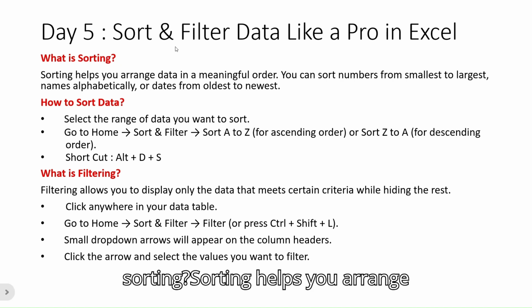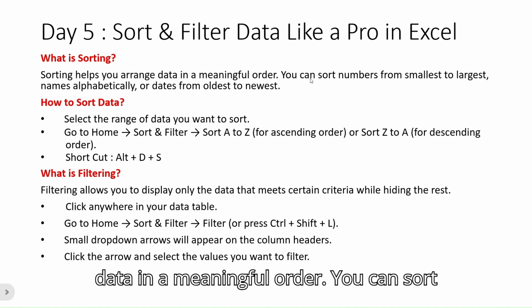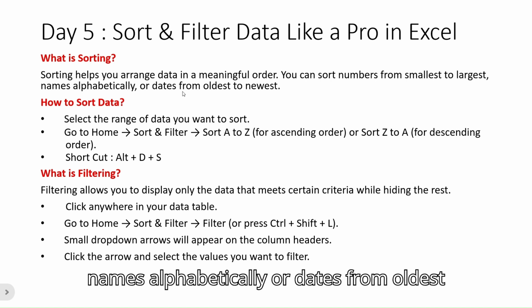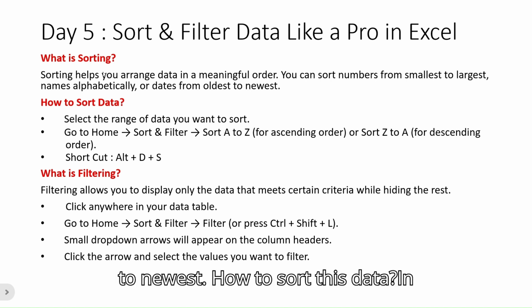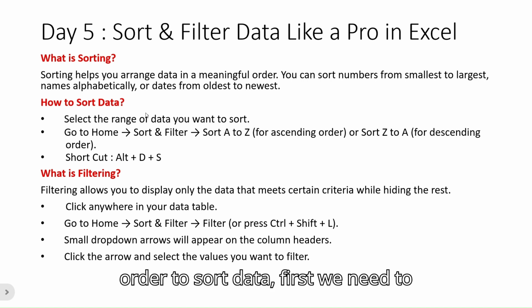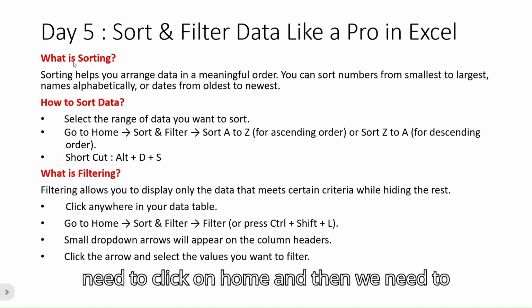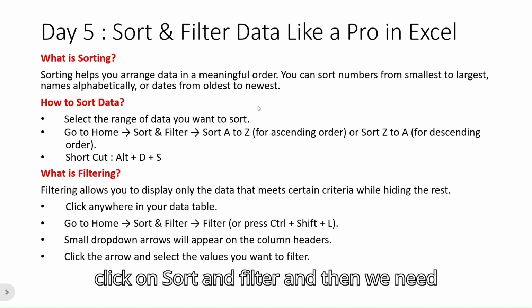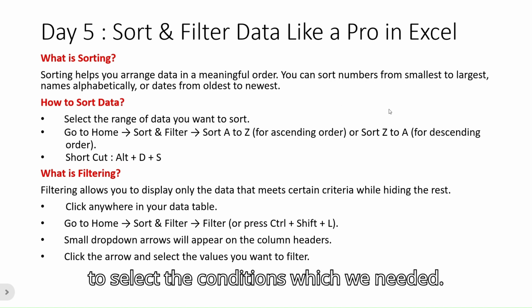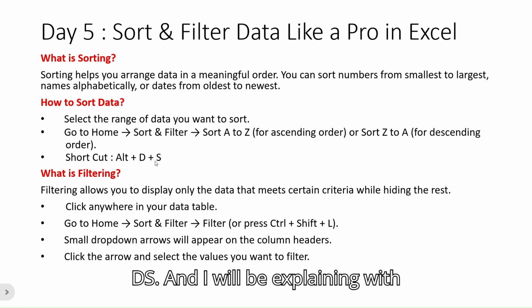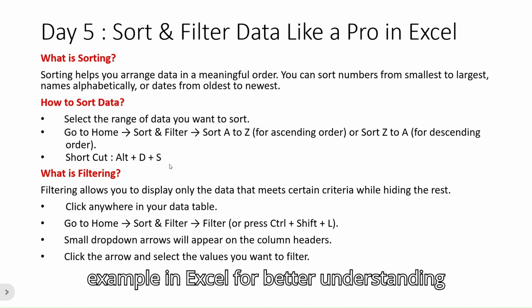What is sorting? Sorting helps you arrange data in a meaningful order. You can sort numbers from smallest to largest, names alphabetically, or dates from oldest to newest. How to sort this data? In order to sort data, first we need to select the range of our data, then click on Home, then click on Sort and Filter, and then select the conditions which we need. The shortcut to sort data is Alt plus D plus S, and I will be explaining with an example in Excel for better understanding.